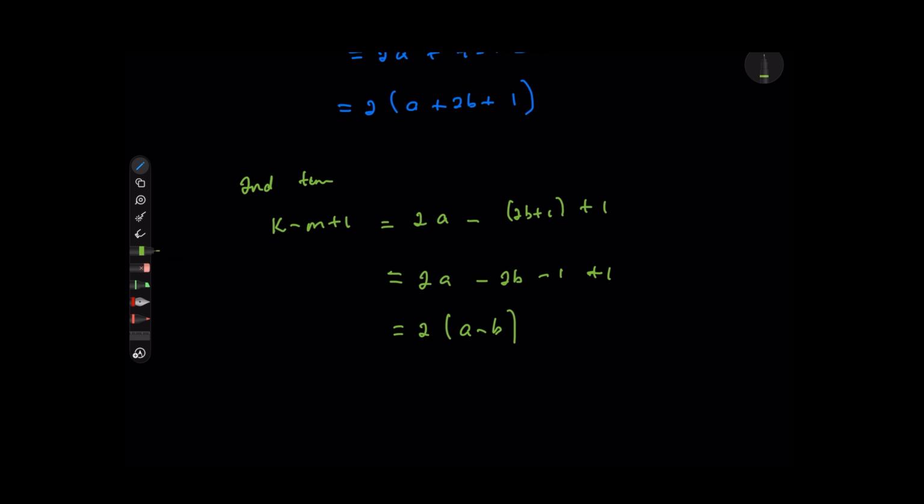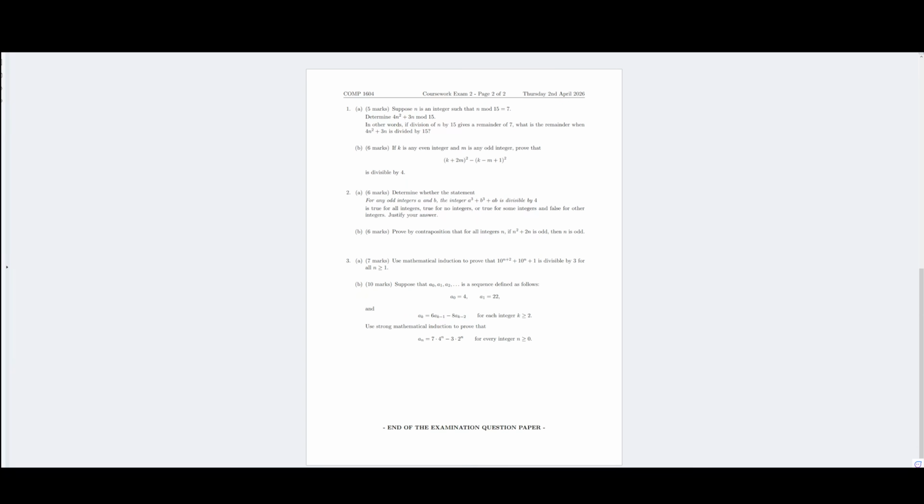So now I have the two terms, right? So I'm going to substitute it back into the expression in the question. Let's just pull back up the question, which is k plus 2m all squared minus k minus m plus 1.